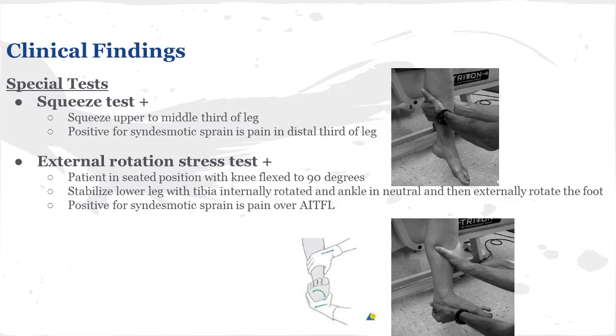The second special test is the external rotation stress test. The patient is in a seated position with the knee flexed to 90 degrees. The therapist stabilizes the lower leg and internally rotates the tibia while the ankle remains in neutral and then externally rotates the foot. A positive for a syndesmotic sprain is pain over the anterior inferior talofibular ligament. A third test you may hear about is the cotton test, but this is more commonly used in the emergency room. The cotton test will also be positive.